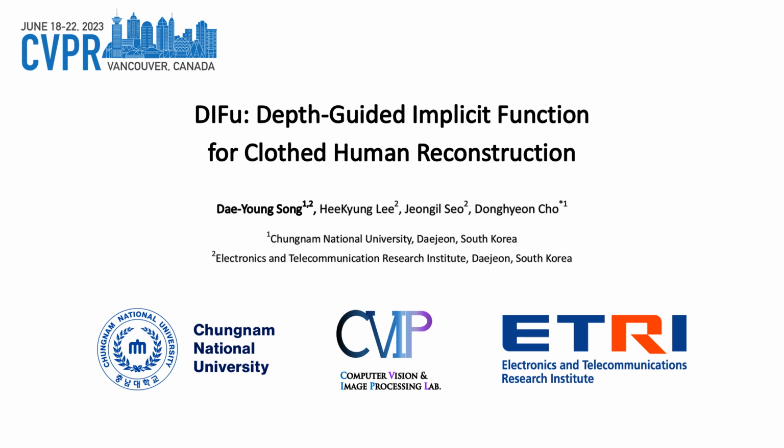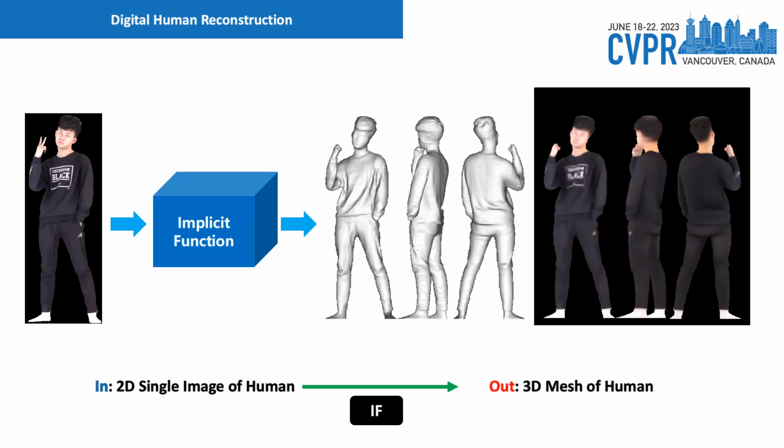Hi, in this video, we introduce DIFu, explicitly empowered implicit function for human reconstruction using projection scheme. Human digitization can be achieved by entering a desired single image into a neural implicit function. In this task, the input is a single 2D image, and the output is a 3D mesh, where not only the geometry, but also the colors can be estimated.